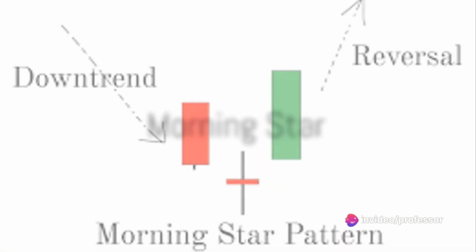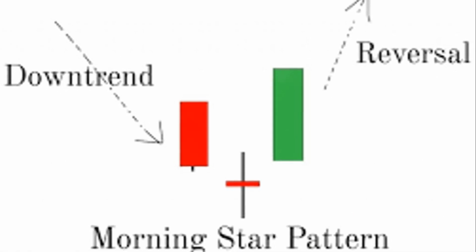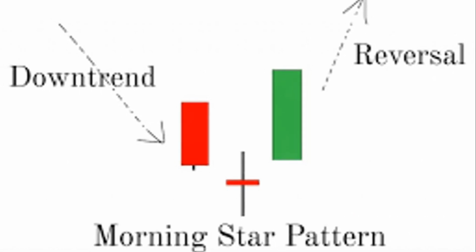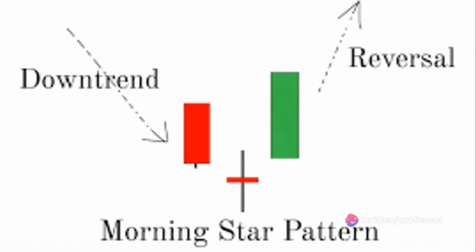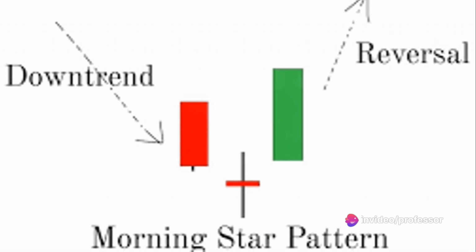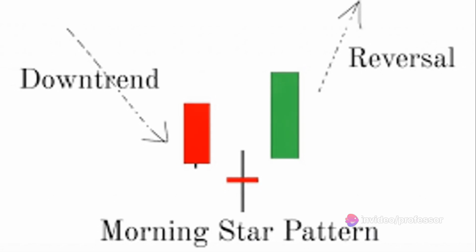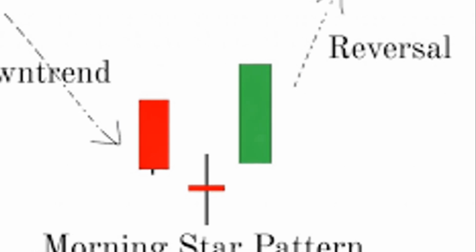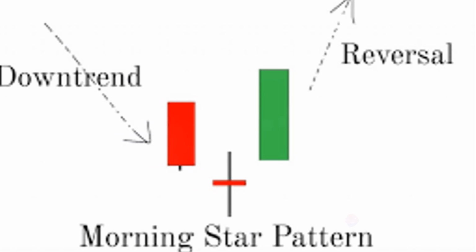Next up is the morning star pattern. This is a fascinating candlestick pattern that can brighten the prospects of your investments. It's a three-candle pattern that signals a potential reversal from a bearish market to a bullish one. Imagine you're witnessing a star-studded night sky. The first candle in this pattern is like a shooting star, streaking across the sky in a long bearish descent. This represents a strong selling pressure, a pessimistic sentiment in the market.